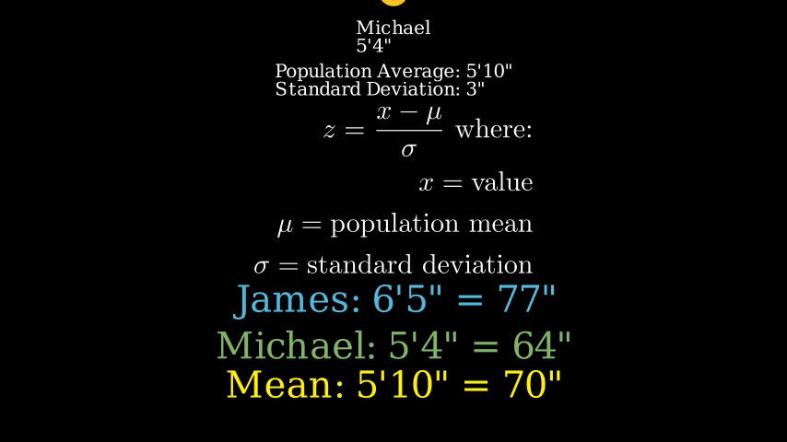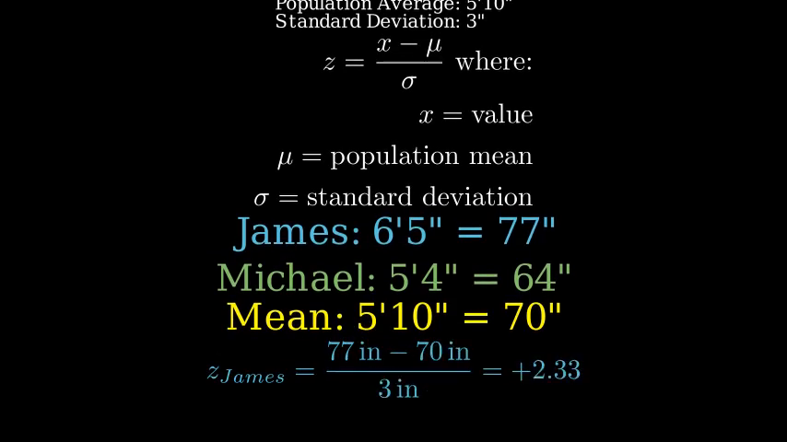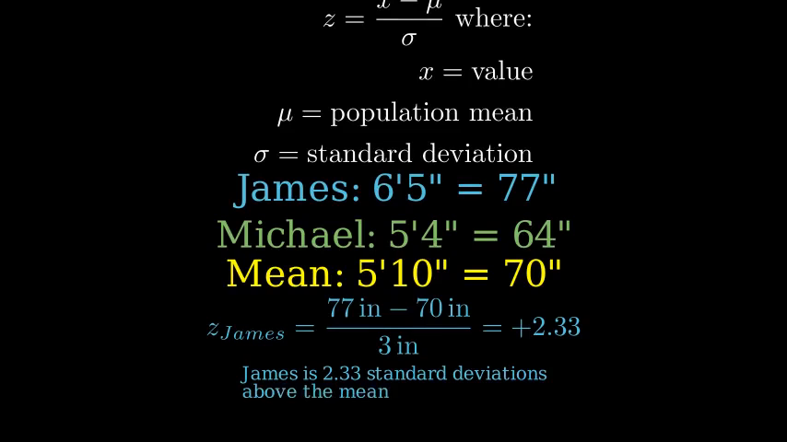Let's calculate James's z-score first. We take 77 inches minus 70 inches divided by 3 inches. This equals positive 2.33. This means James is 2.33 standard deviations above the mean.